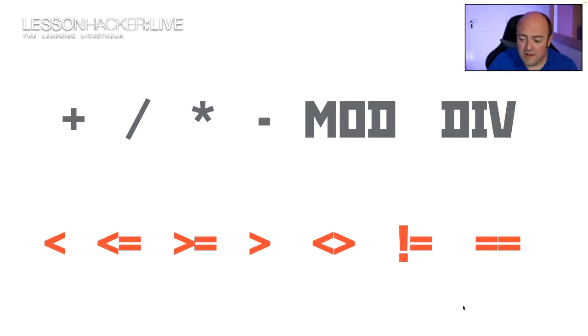The last symbol to remember is that equals, if you're comparing something, is a double equals. And that's really important.